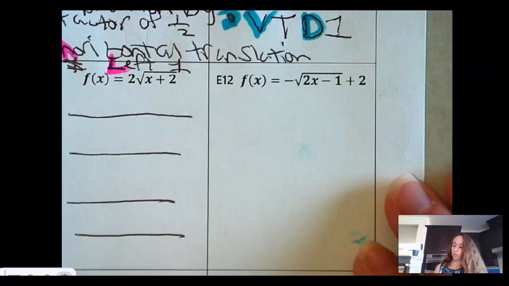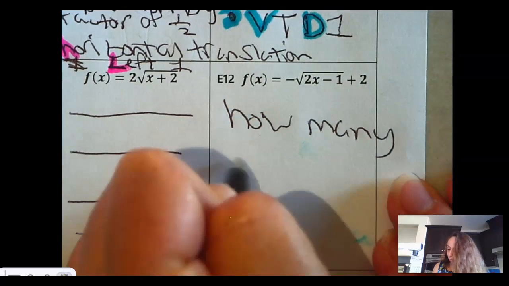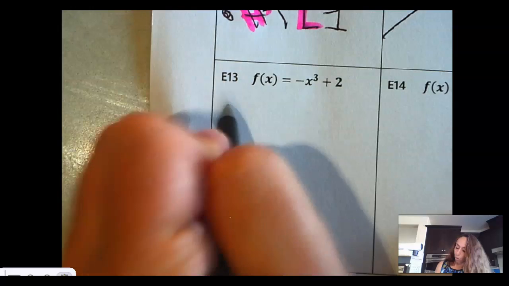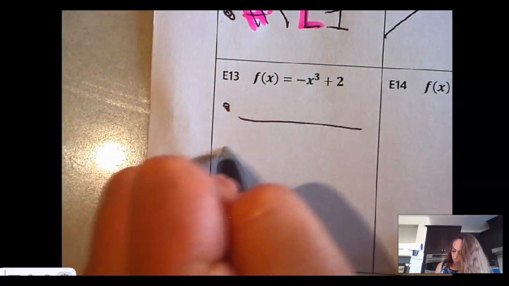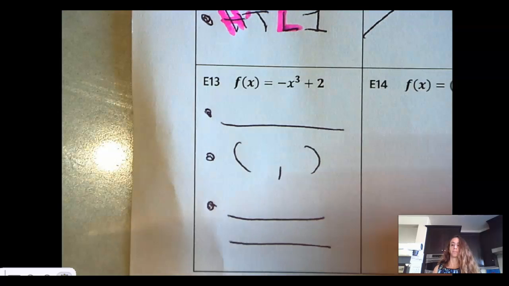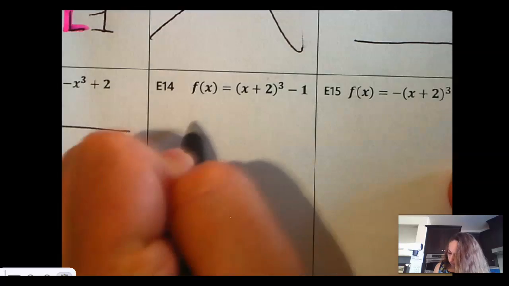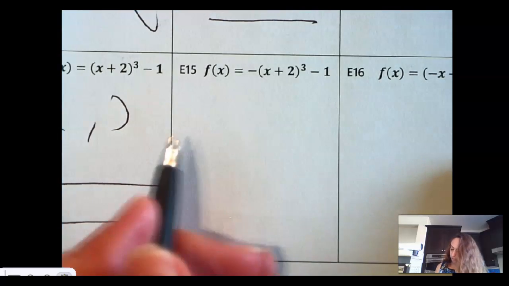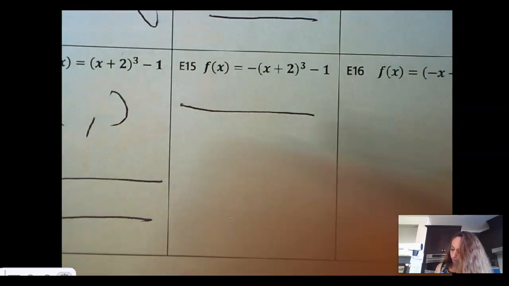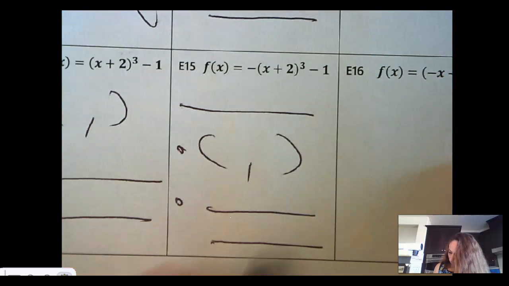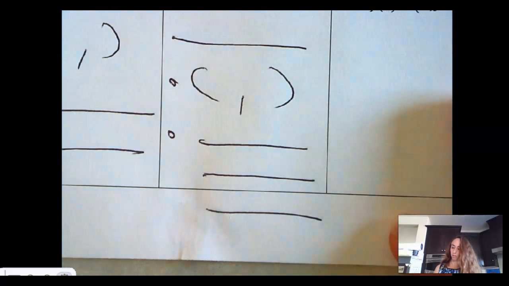This one. All I want you to do is tell me how many transformations there are. Don't tell them to me. How many transformations are there? Okay. This one. Okay. What is the type? What is the vertex? What are the 2 transformations? This one, I want you to state the vertex. And I want you to state the transformations. This one, what I want you to do is I want you to do the type. I want you to state the vertex. I want all 3 transformations, and this one you skip.